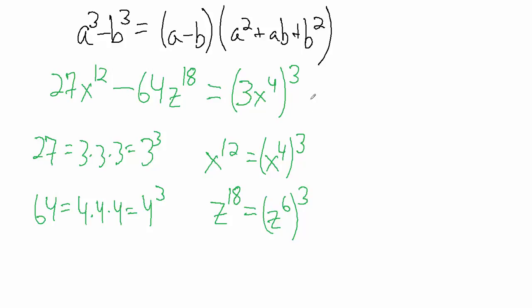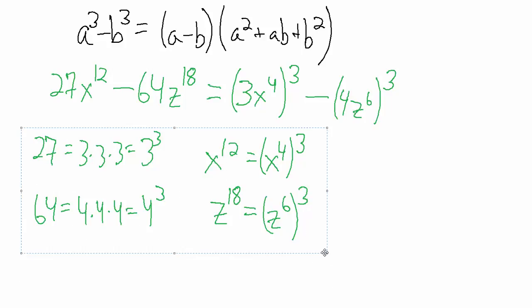Now how about this other term here? Well, 64 is 4 cubed, z to the 18th is z to the 6th cubed, so 64z to the 18th is going to be the quantity 4z to the 6th cubed. Because again, 4 to the 3rd power is 64, and z to the 6th to the 3rd power gives us z to the 18th. Okay, so that's that. Let's go ahead and erase some of this stuff down here, just to give us some more room to work with.